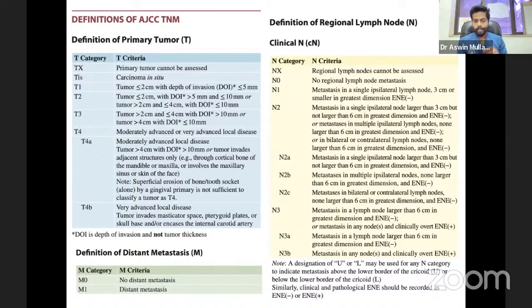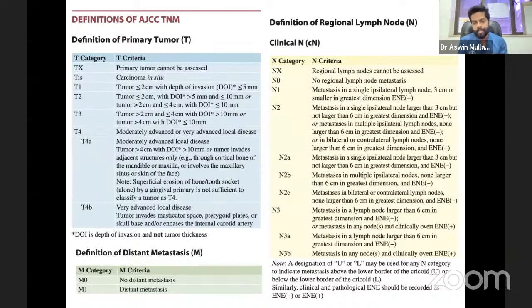T4A: if the tumor is sitting on the mandible, or if the primary lesion is on the buccal mucosa and it is eroding the mandible, in that case it will directly go as a T4A lesion. In a similar manner, if the tumor involves skin also, it is directly considered a T4A lesion. That means moderately advanced stage.